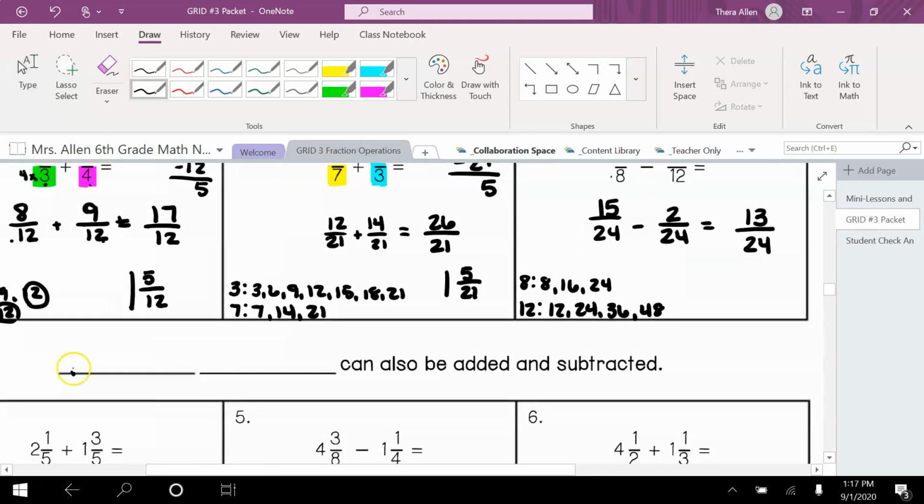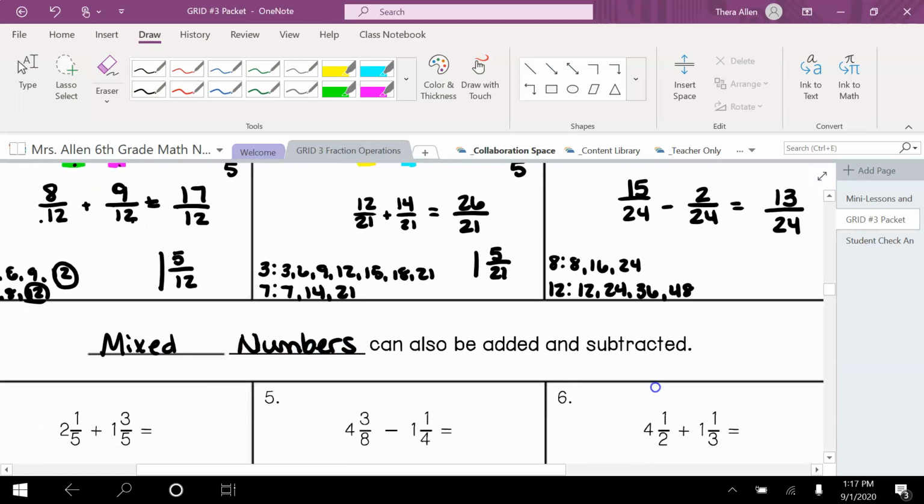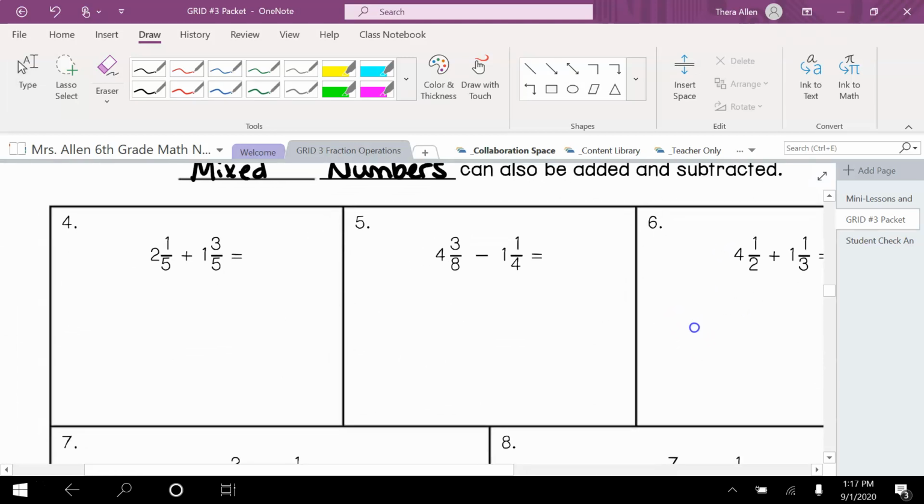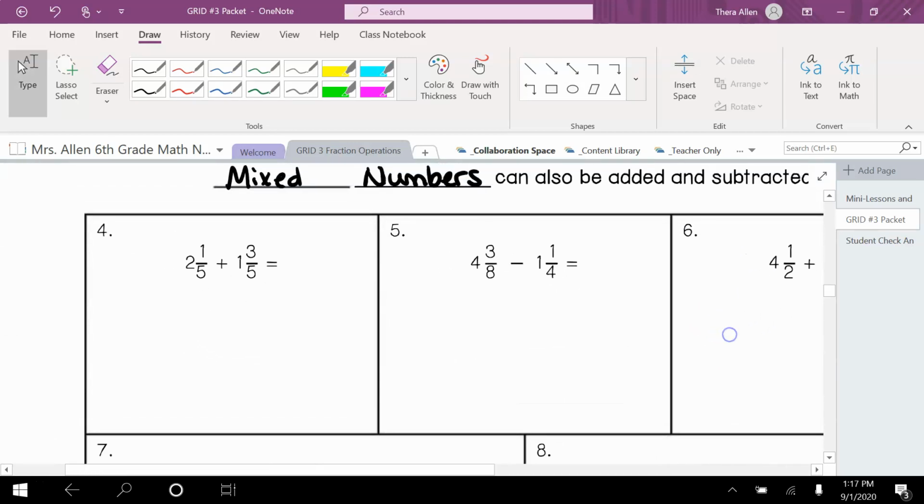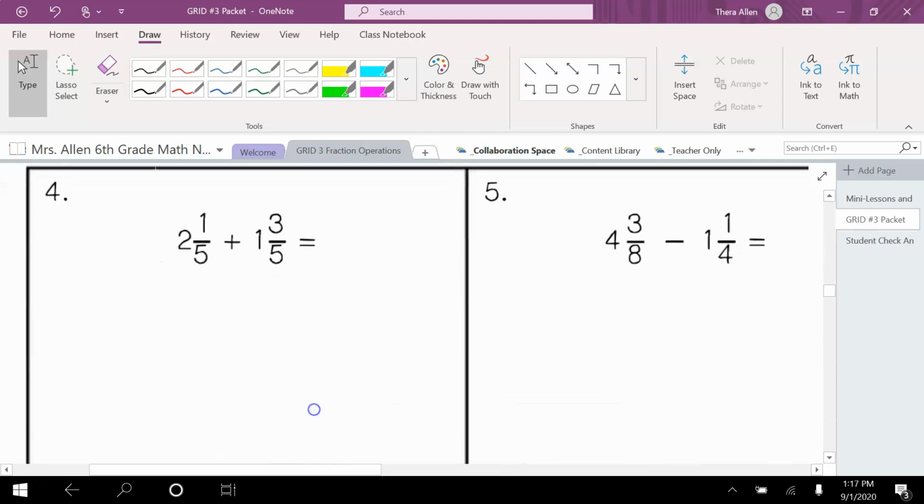Now, mixed numbers can also be added and subtracted. We're going to do a few of these for an example. Now with mixed numbers, right here, our denominators are the same. So let's add our whole numbers first. 2 plus 1 is 3. Our denominator stays the same. And then 1 plus 3 is 4. So our answer is 3 4/5.